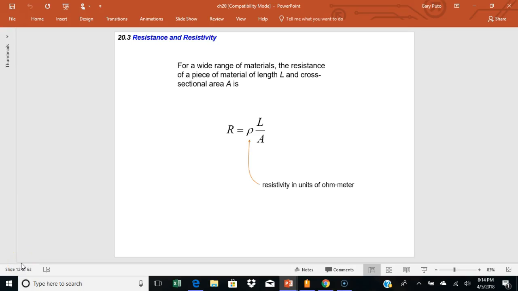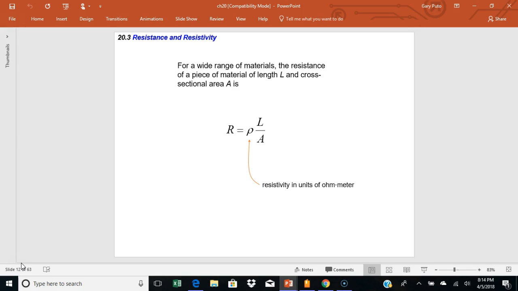Okay, we talked a little bit about resistance, resistor, resistivity. Now let's get into that a little more in detail. Resistance of a piece of material is equal to the resistivity of the material in ohm-meters times the length divided by the cross-sectional area.